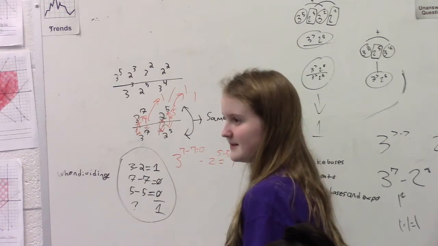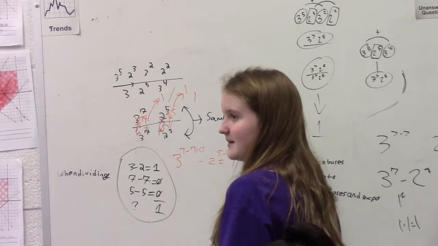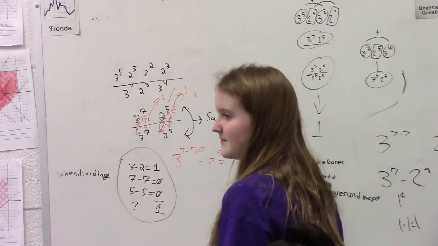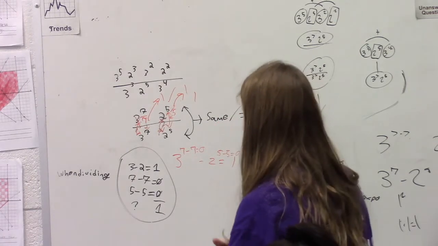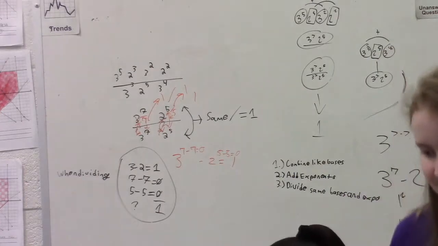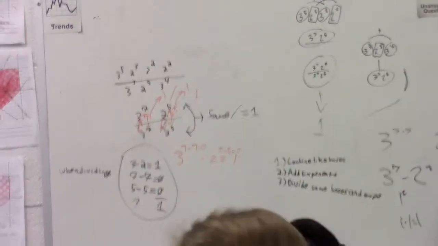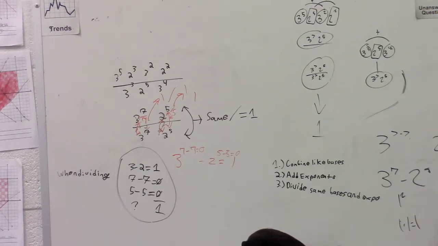Not 3 minus 2, no. What's 3 to the 0 power? 1. And what's 2 to the 0 power? 1. And 1 times 1 is 1. So to finish my question stem, Justin, when you're dividing like bases, you subtract the what?